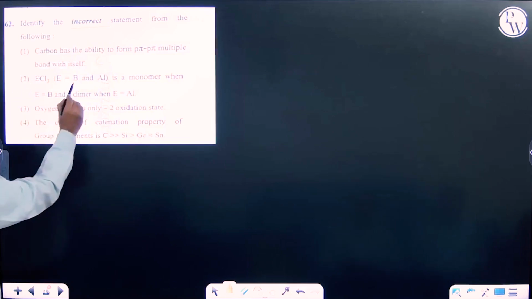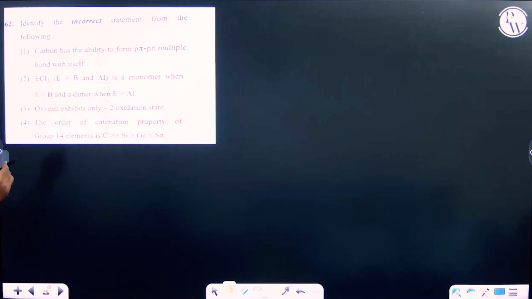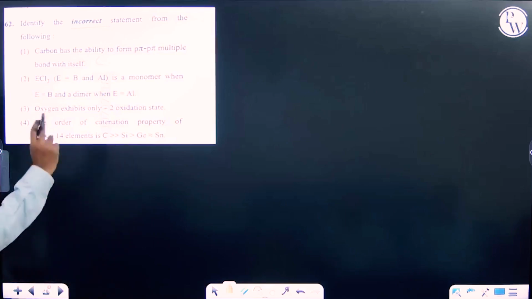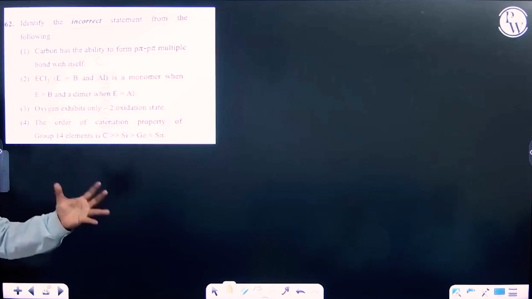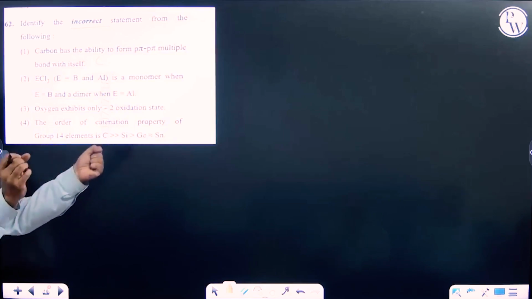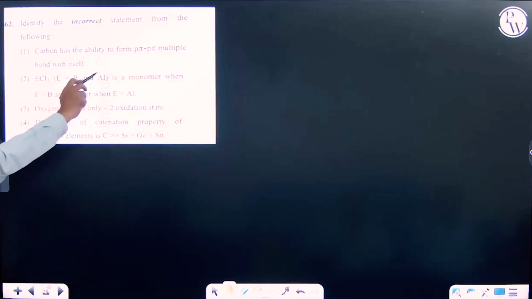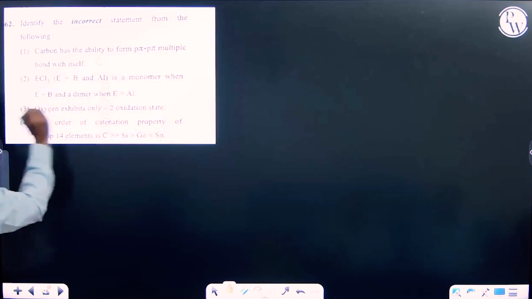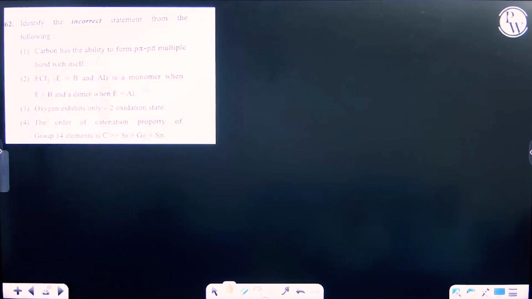And ECl3, E equal to B, and AlCl3 is a dimer when E equal to Al. Yes, boron trichloride is a monomer because it can satisfy its electron deficiency by back bonding. Whereas aluminum chloride, though it has that d-pi bond, back bonding is not effective, and hence it will get dimerized, whereas this fellow will not. That means this is also a correct option, but not for this question.